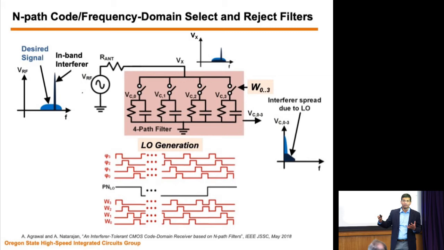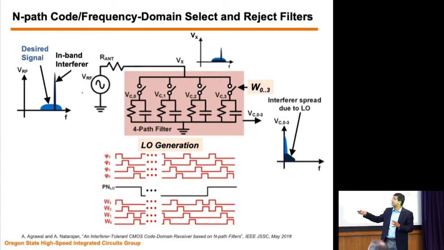And then if I look at my capacitors, this code and this code will correlate with each other and I will get my desired signal. And my in-band interferer will be spread out and I'll get processing gain. And remember, this processing gain now is not happening in digital, it's happening at RF. So I'm effectively rejecting the interferer that is there right at the antenna.